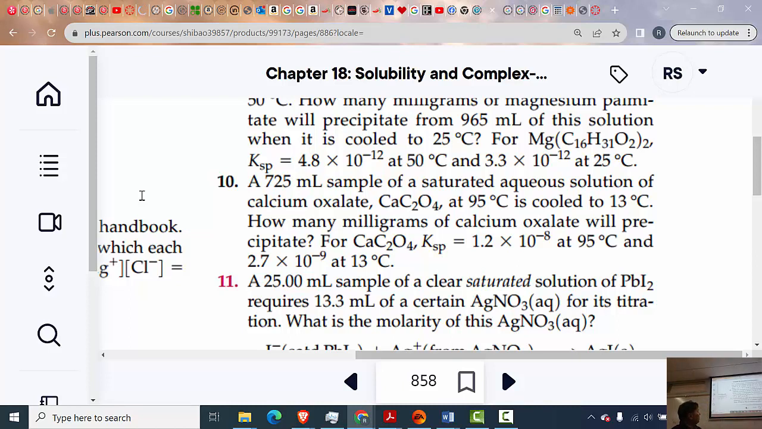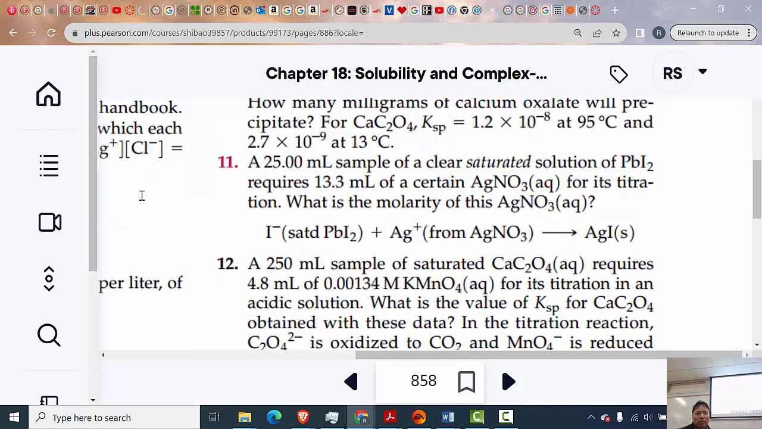Number 11. A 25.00 milliliter sample of a clear saturated solution of PbI2 requires 13.3 milliliters of a certain silver nitrate for its titration. What is the molarity of this silver nitrate?